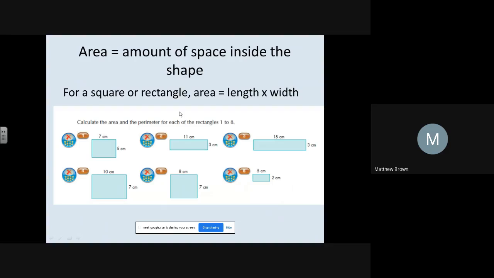Area is the amount of space inside the shape. For a square or rectangle, all you need to do is multiply the length and the width together. So if we take the first rectangle, 7 multiplied by 5 gives you 35. Because you've got centimeters and centimeters, multiply them together, you get centimeters squared. It's a 2-dimensional space. So if you could pause the video and work out the other ones, please.